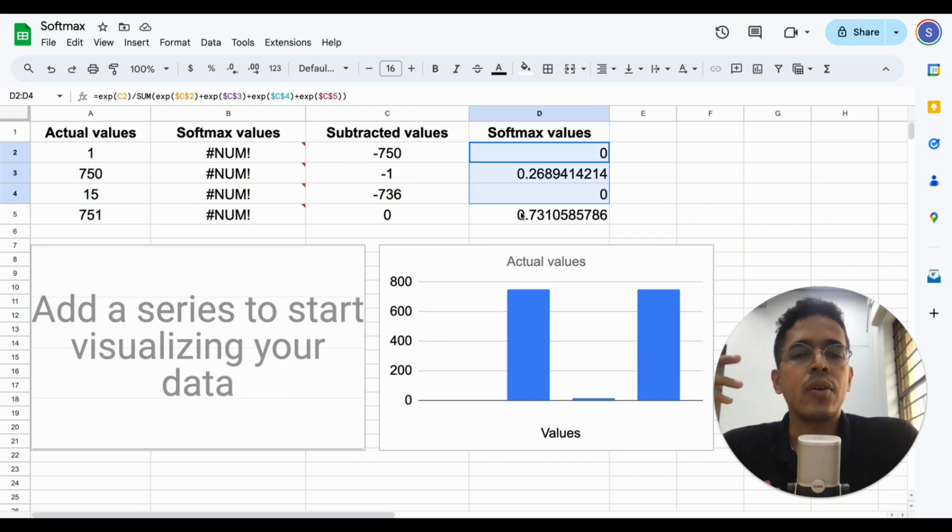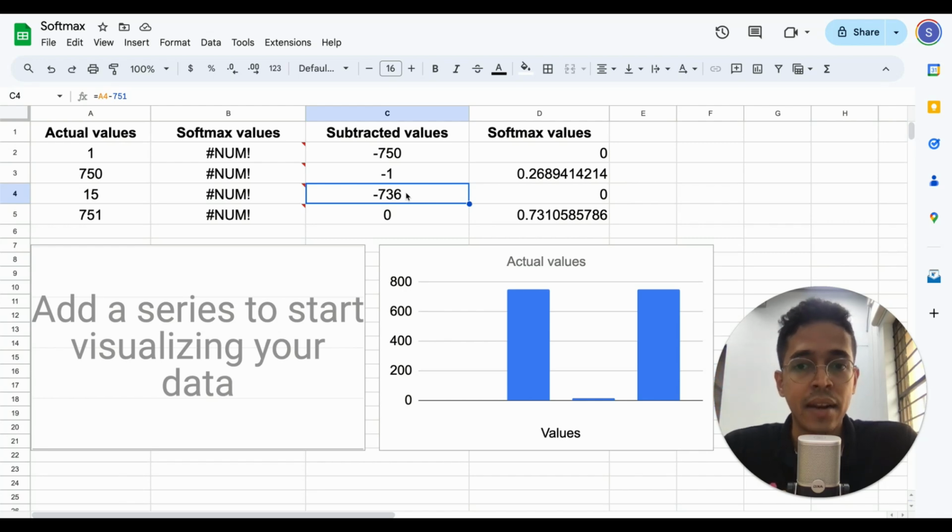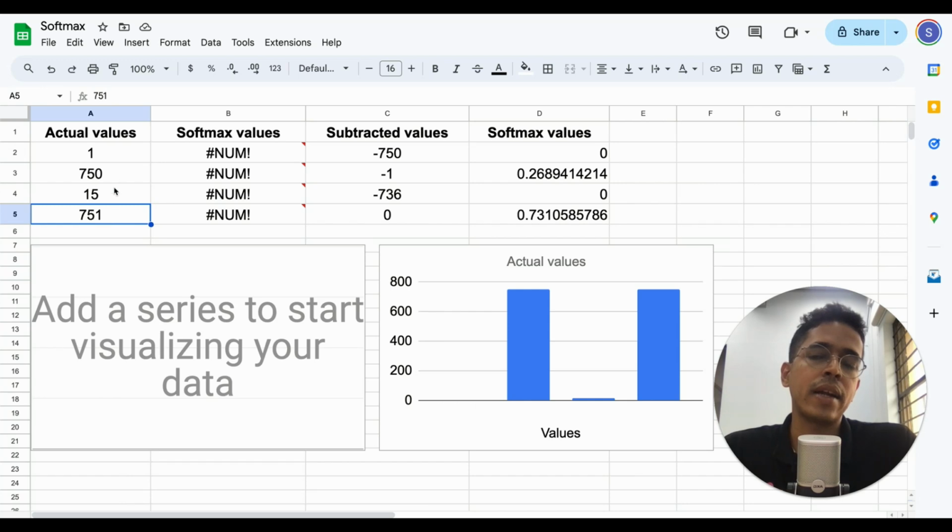So why is the calculation easy now? It's because e raised to minus 750 is a very small number that the computer can handle. E raised to minus 1 is a number that the computer can handle. E raised to minus 736, which is again close to 0, is a number that the computer can handle. E raised to 0 is something that the computer can handle. But e raised to 750 and e raised to 751 are very, very big numbers which the computer cannot handle. So this is the practical consideration with respect to softmax you should be aware of while doing the calculation. It's a very common practice to subtract the largest number from the list of numbers.